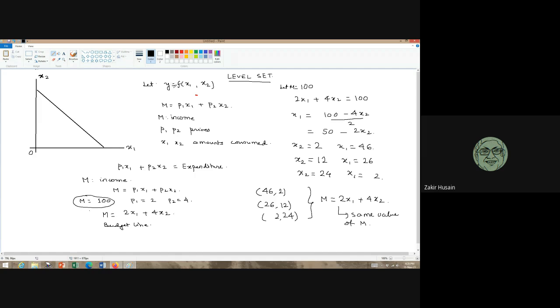So you start off with y as a function of x1 and x2, and you find out the different combinations of x1 and x2 which will give you the same value of f. So let me use a different color. So we have different values over here. All this will give me the same value of y. Okay. So this will generate a level set.